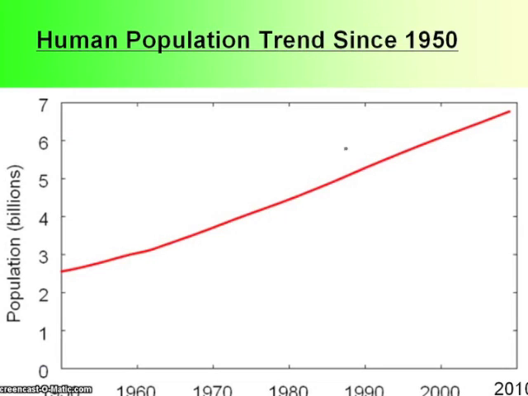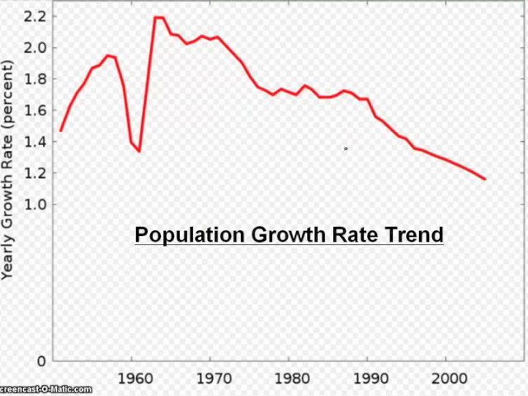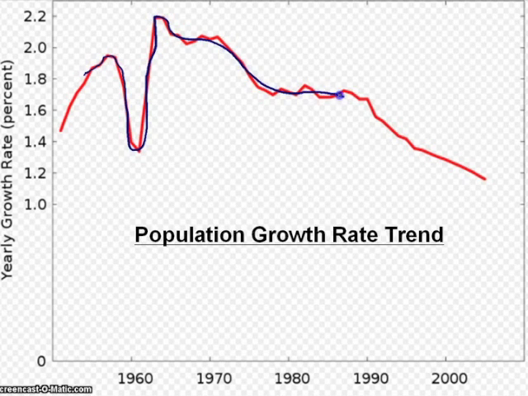So human population trends since 1950 have gone up tremendously, from somewhere between 2 and 3 billion up to over 6, and actually by 2012, 2013, it's 2013 now, we're over 7 billion people on our planet. So population growth rate trends, in other words, what's the population growth rate? You can see for the longest time it was going up, and then all of a sudden it dipped way down, but then it shot way back up, and now it's been steadily declining.